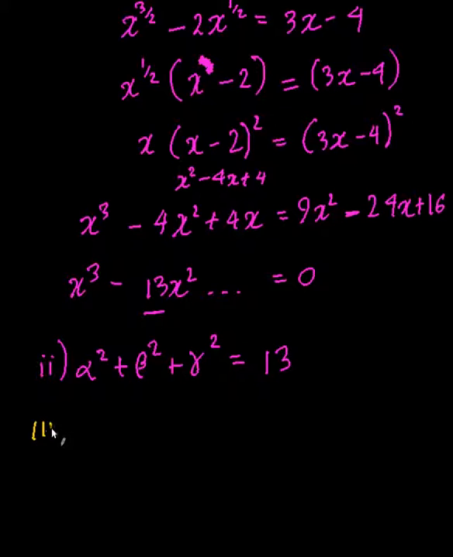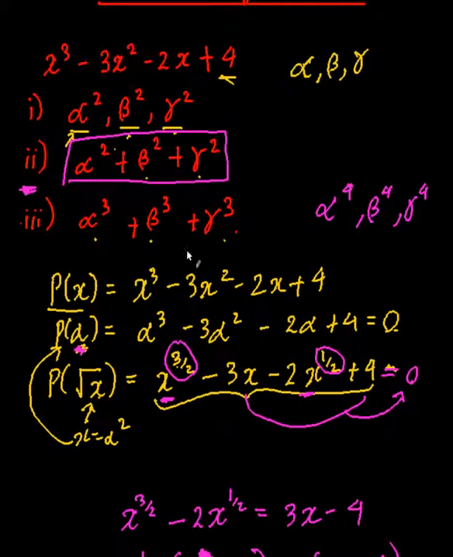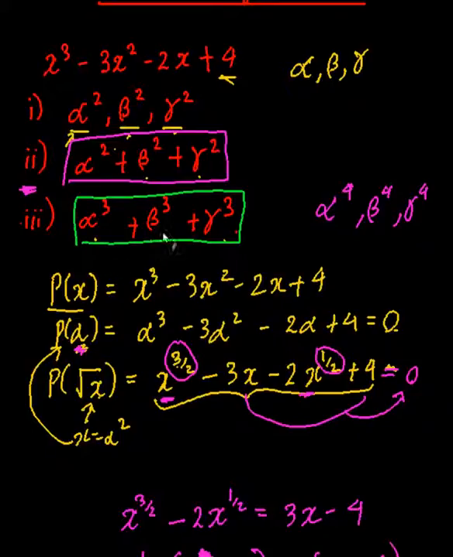Okay, let's look at part 3. Part 3 is asking me to find alpha cubed plus beta cubed plus gamma cubed. In order to do this, I can go back here and find the polynomial of x to a third, and then do this process all over again, exactly what I did for part 1 and 2. But this time I'm actually not going to do that.